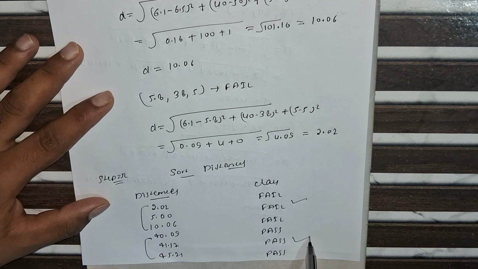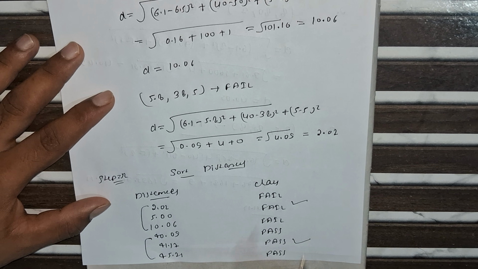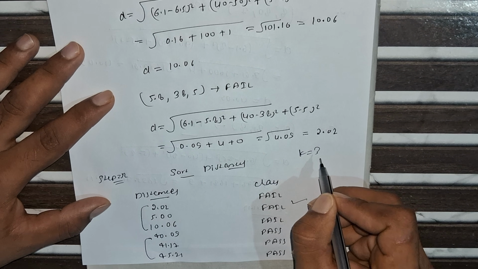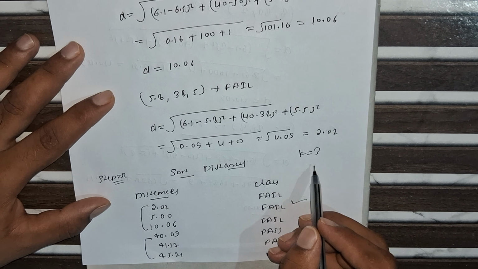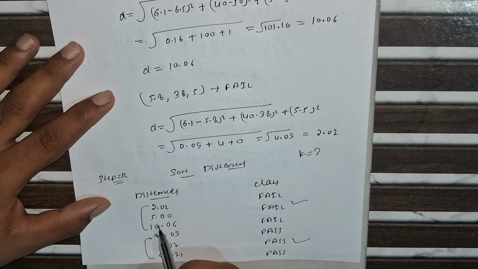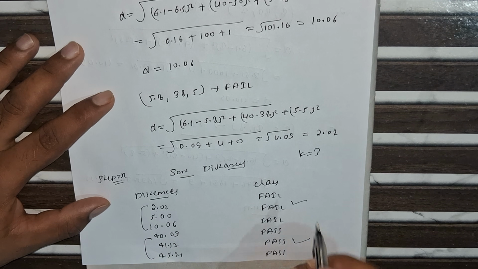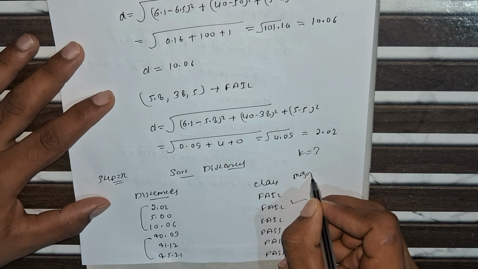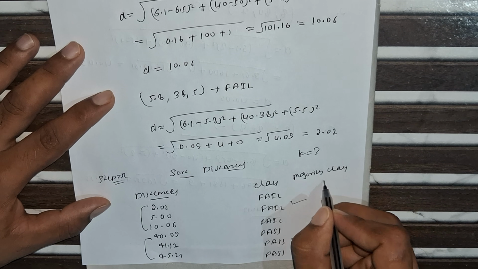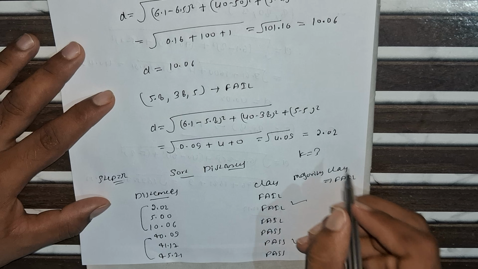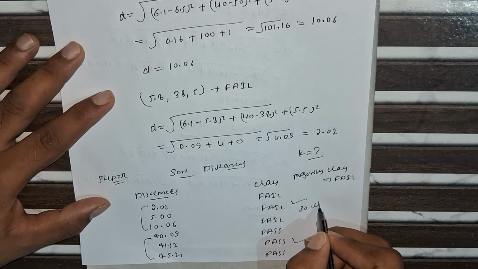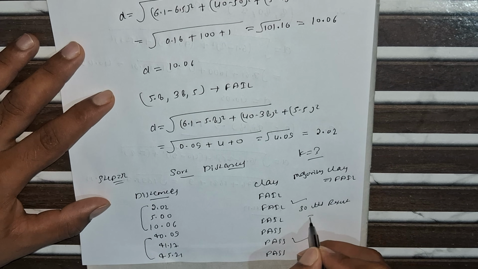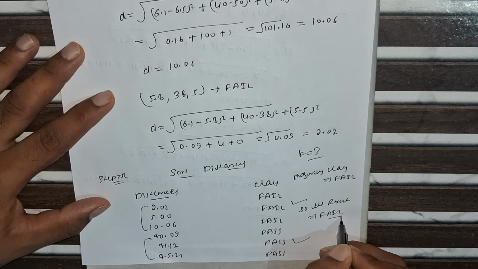So now what is our step 3? Means we have to choose the k value, which is equals to 3. So as you can clearly see, for the starting initial k equals to 3, the values are 2.02, 5.00, 10.06. These are also fail. So our majority class, according to the k value equals to 3, is fail. So the result is fail.